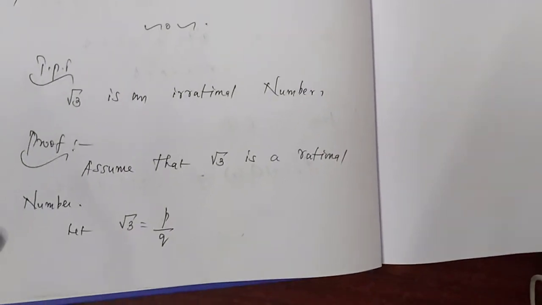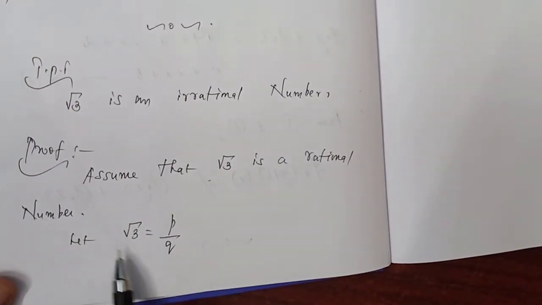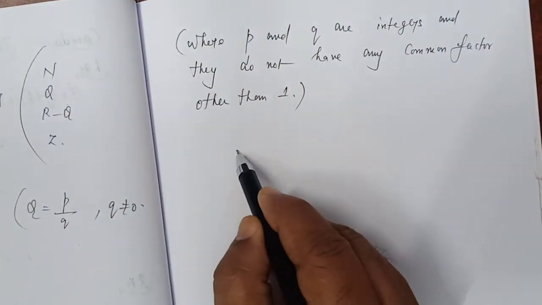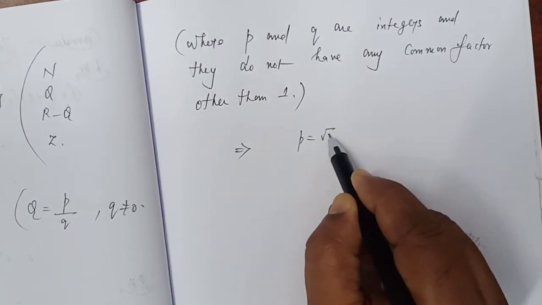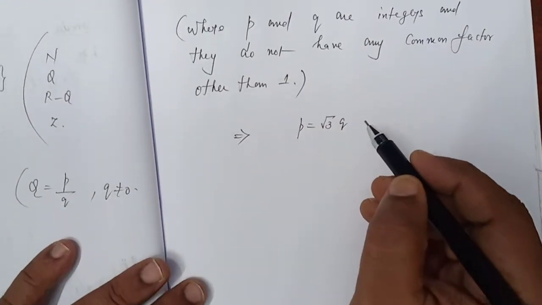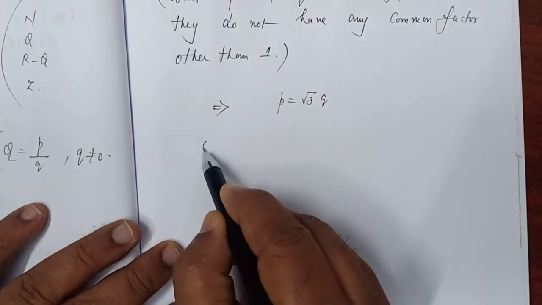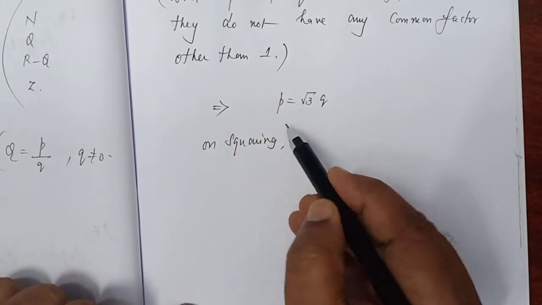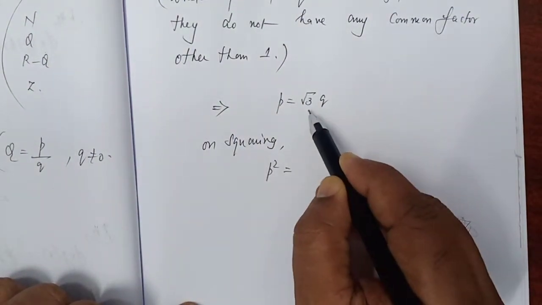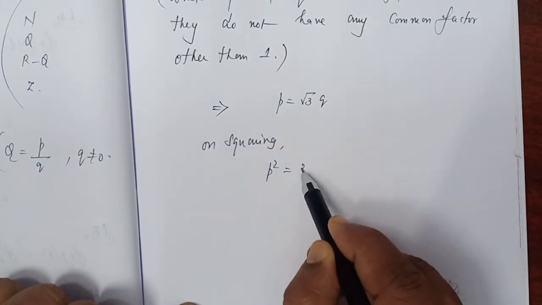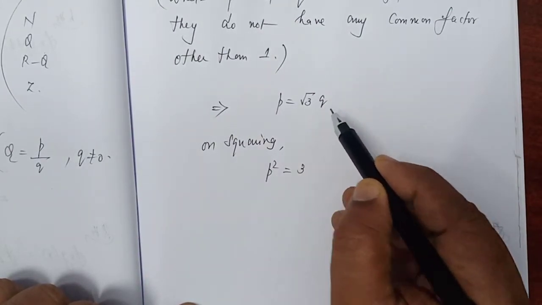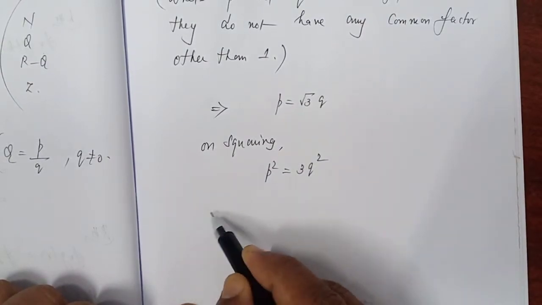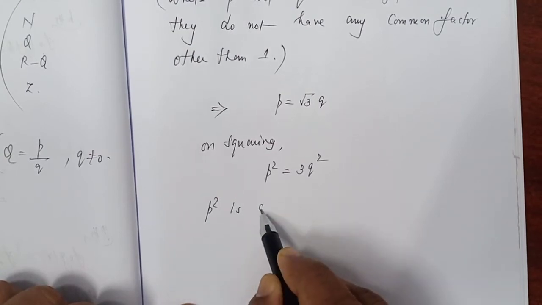You just cross multiply. If you cross multiply, you will be getting P that is equal to root 3 Q. So it implies P is equal to root 3 into Q. Squaring on both sides. While squaring, P becomes P squared, root 3 squared is 3, and Q becomes Q squared. P squared equals 3Q squared.